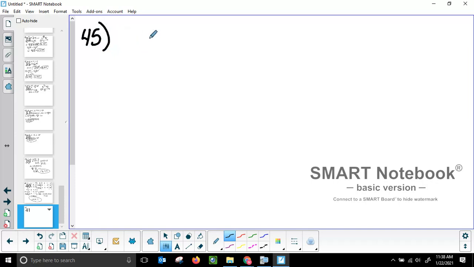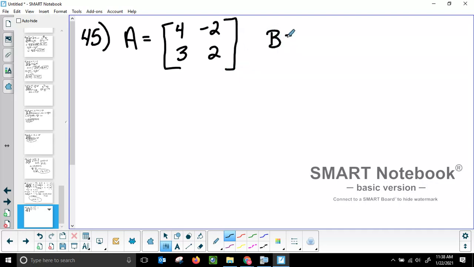All right, it says find the product of the following matrices. So A is equal to [4, -2; 3, 2], and B is equal to [-1, 4, 5; 2, -2, 1].